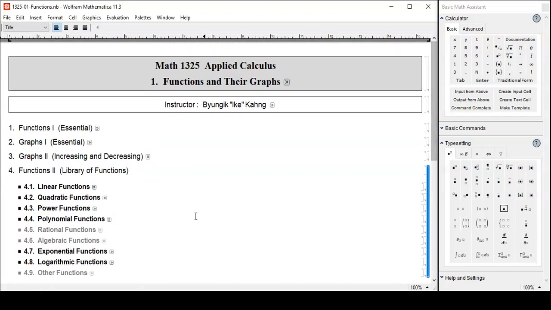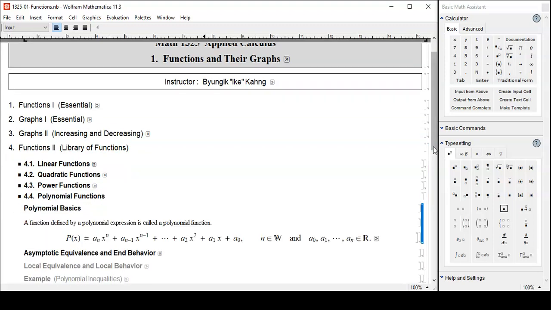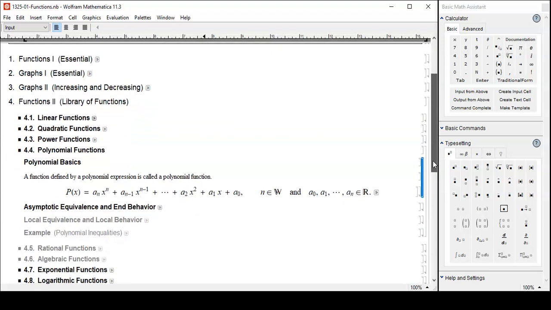Previously we studied linear, quadratic, and power functions, these three. Now the next topic is polynomial functions, and here we go. What is a polynomial? It's a function defined like this.